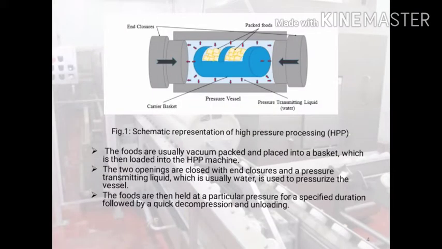Figure 1 shows the schematic representation of high-pressure processing of packed foods. In this case, the foods are usually vacuum packed and placed in a basket, which is then loaded into HPP machines. The two openings are closed with end closures, and a pressure transmitting liquid, which is usually water, is used to pressurize the vessel. Then, the foods are held at a particular pressure for a specified duration, followed by quick decompression and unloading of the product.